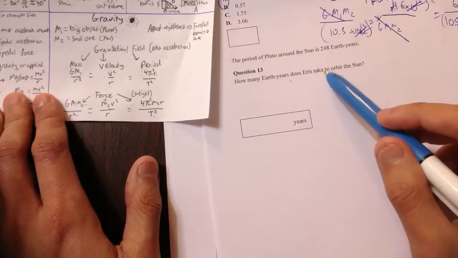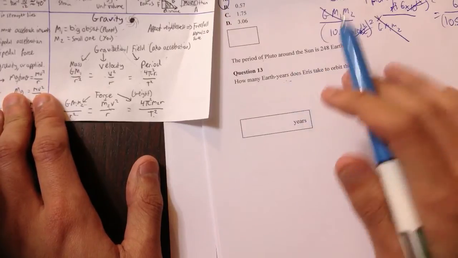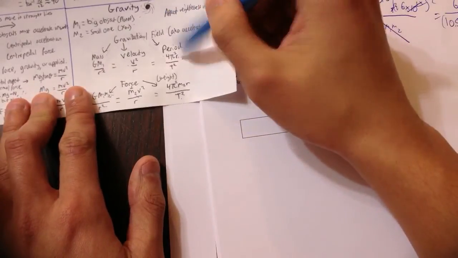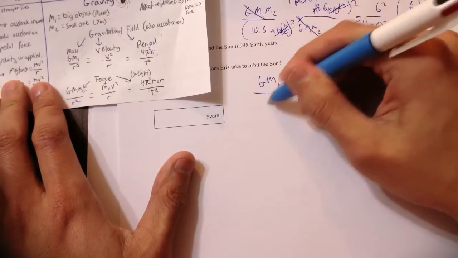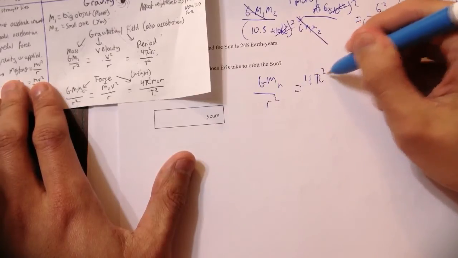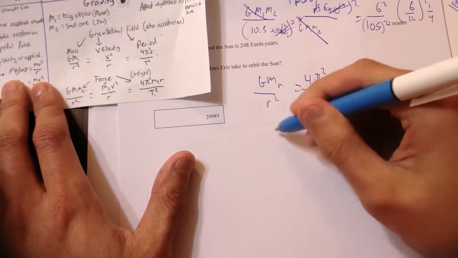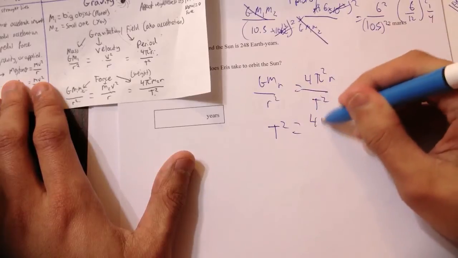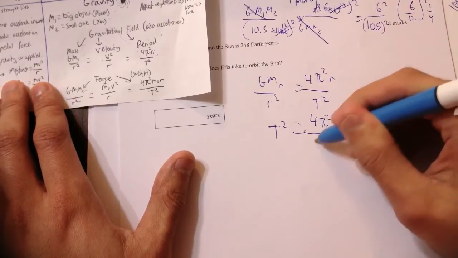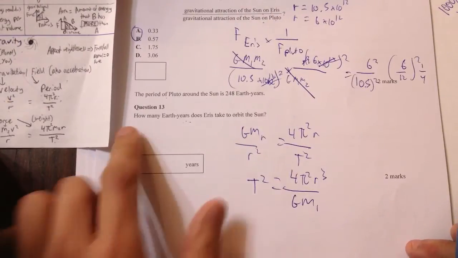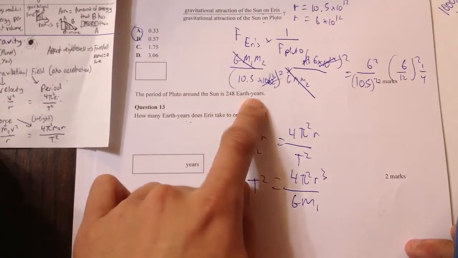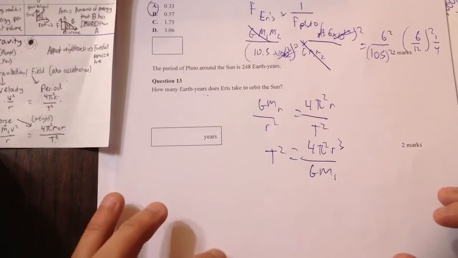Now, what are we looking for? They're asking us for period, and we have mass. So if we have period and we have mass, we use these two. Gm1 on r squared equals 4 pi squared r on t squared. We rearrange it. T squared equals 4 pi squared r cubed on Gm1. And we know the period of Pluto around the Sun is 248 Earth years.